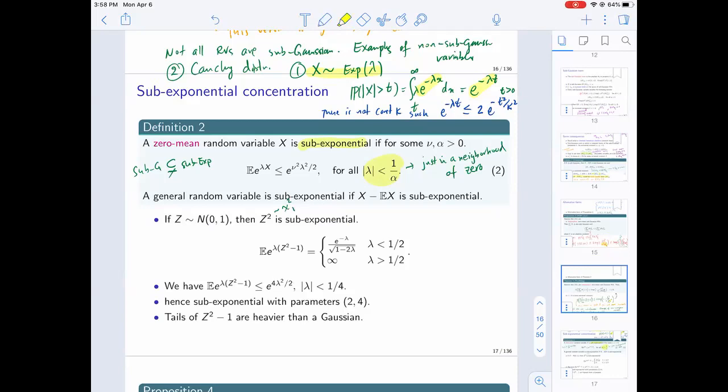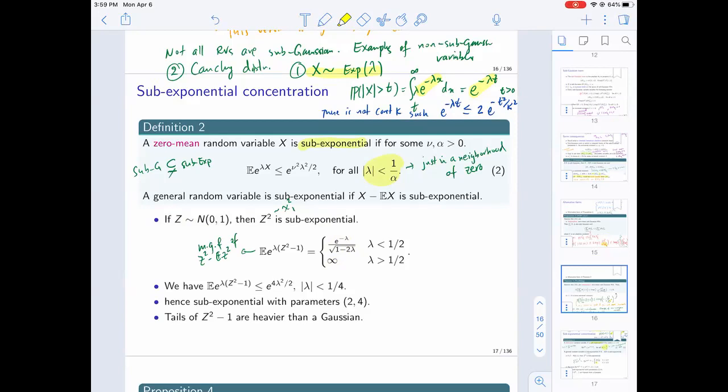And the way to see it is to write down the MGF. So this definition was for the zero-mean random variable. If things are non-zero mean, then we subtract the mean. So a general random variable is sub-exponential if its deviation from the mean satisfies that. Because Z squared has mean 1, I subtract the 1. So this is the MGF of Z squared minus the expectation of Z squared. Okay, and then you do the calculation, and it turns out to be this. So if lambda is less than 1/2, we get something finite. And if lambda is bigger than 1/2, it's infinite. So it's only finite in the neighborhood of 0.